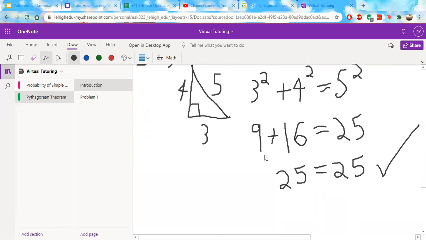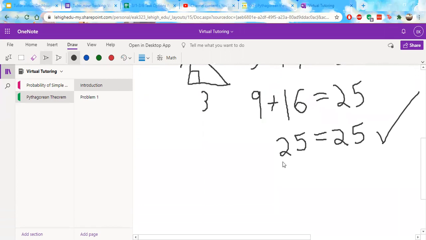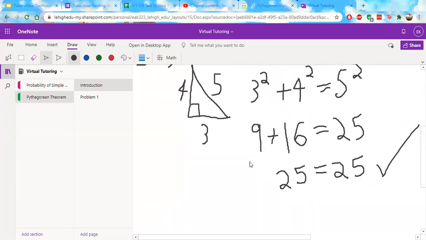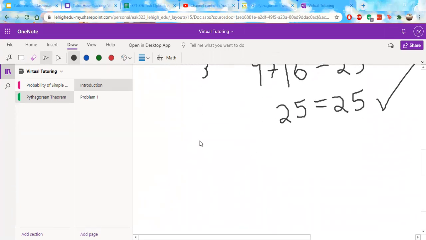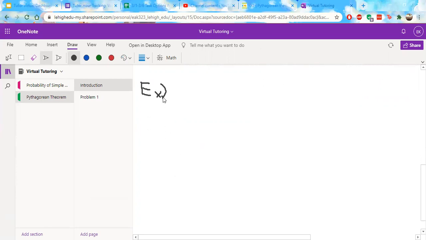Let's do another example, because we want to make sure this isn't just a fluke, like this isn't just for a 3, 4, 5. So let's do a 9, 12, 15. Let's do another example. I just like having a dot there. Let's do a 9, 12, 16.